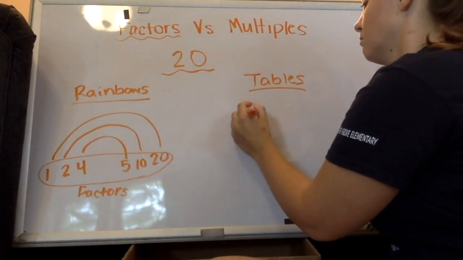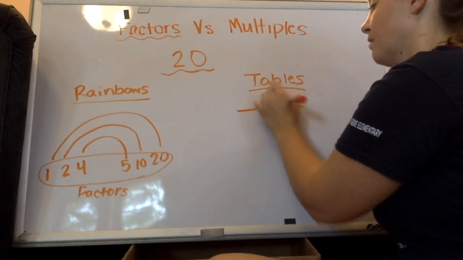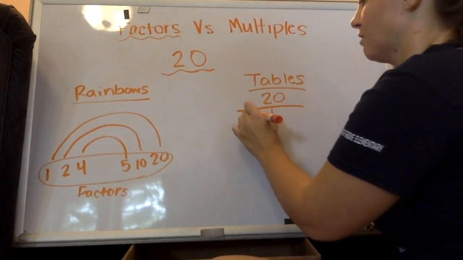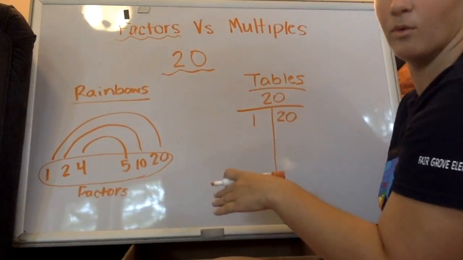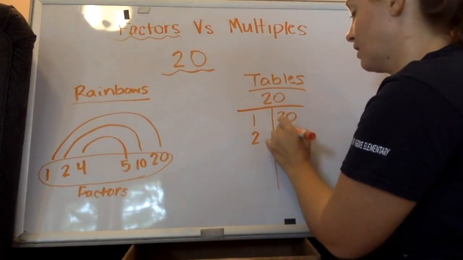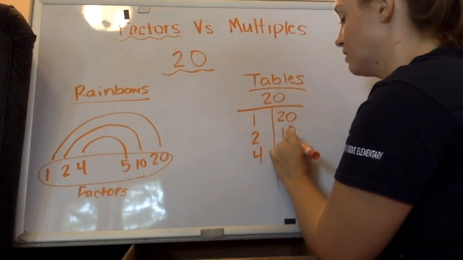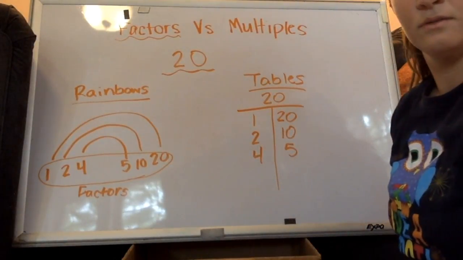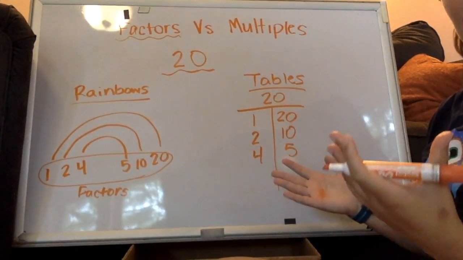Right? And it would look the same on the table, except for instead of using a rainbow, it would look like a table. So I have my table, I have 20 on top, and now I'd start with 1, and beside it, I could write 20. We've already done the work, so we'll just fill it in from there. So I would have 2, and then I could just write 10. And I would have 4, and then I could just write 5. And so once again, I already know that I'm done with this.